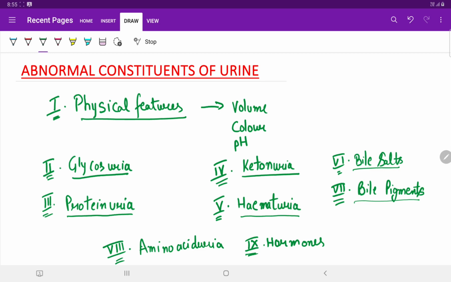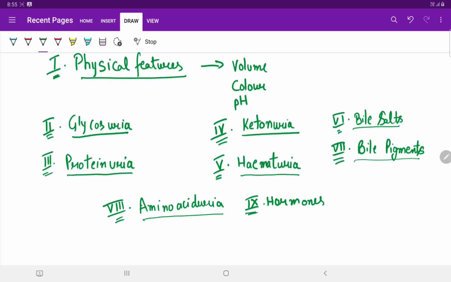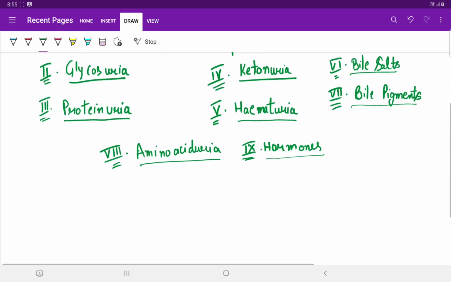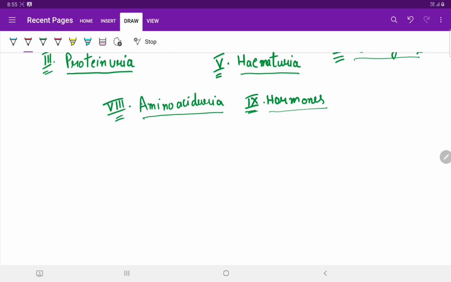Then the amino acids: the presence of various amino acids, how their deficiency may lead to certain diseases and how their presence in the urine indicates certain pathological states. Then comes the presence of hormones, and how it is affected in the urine. So now let us start with the abnormal features of urine. First of all, we shall be learning about the physical parameters of abnormal urine.